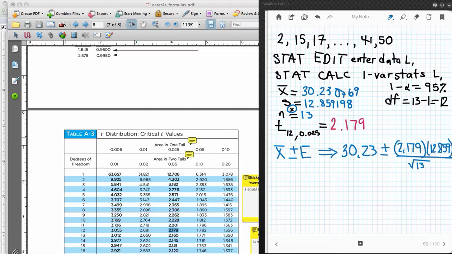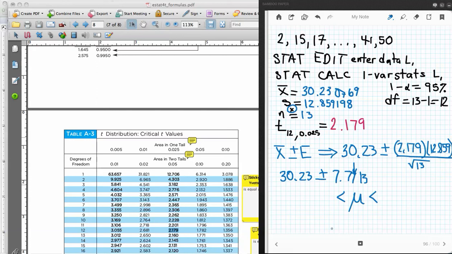Remember again, don't forget 13. Don't use 12, use 13. And then I have to calculate that, so I'm going to get 30.23 plus or minus, and then 2.179 times 12.859, and then I'm going to divide that by the square root of 13, and that's going to give me 7 point, and then 7, 7, and this has 1 and 3 out here. So I'm going to round it to this position right here in order to add, subtract, and then I'll round appropriately.